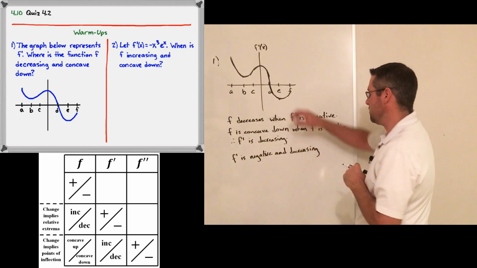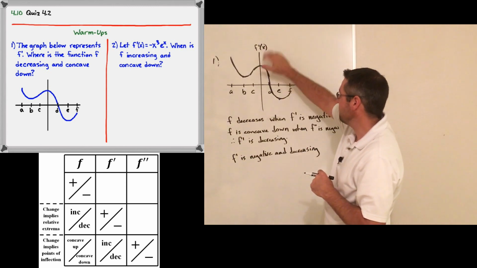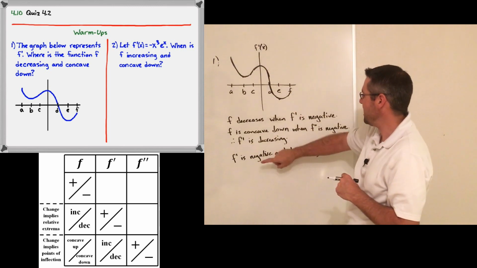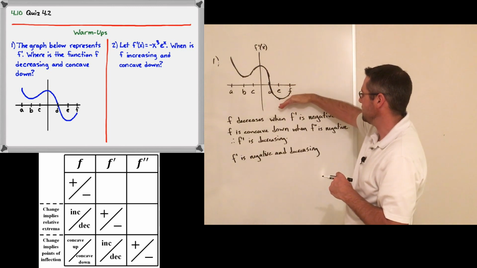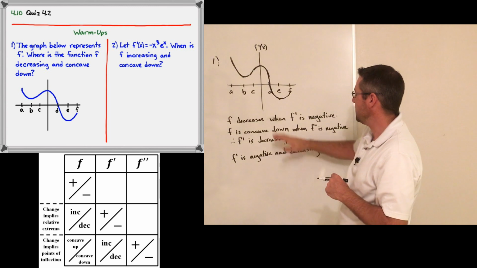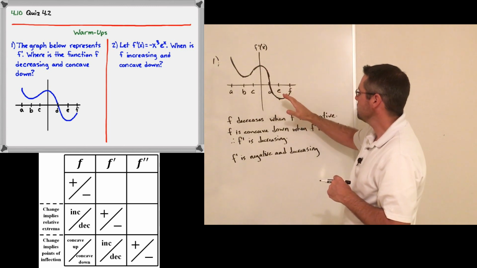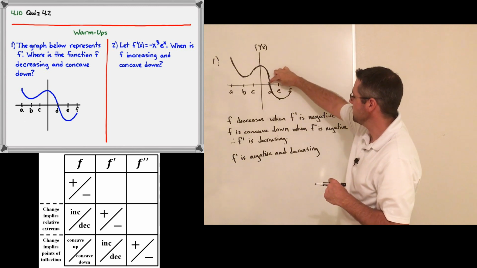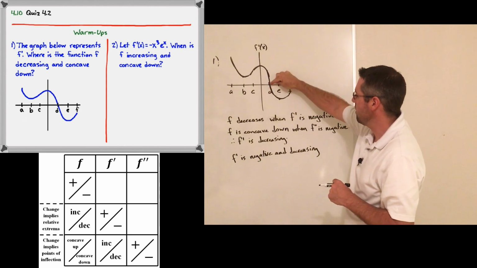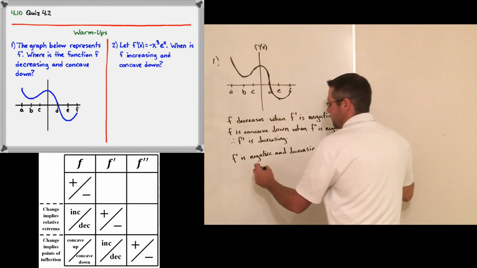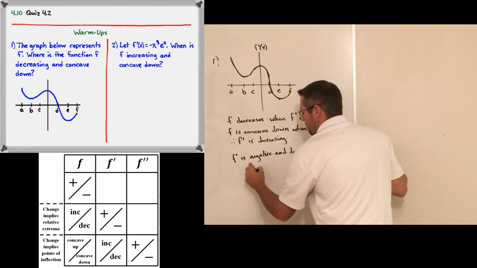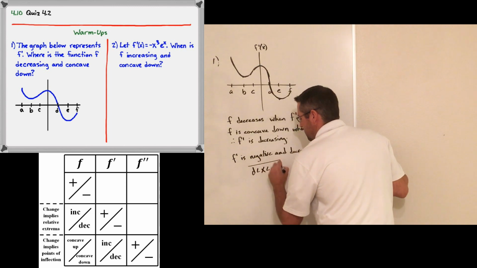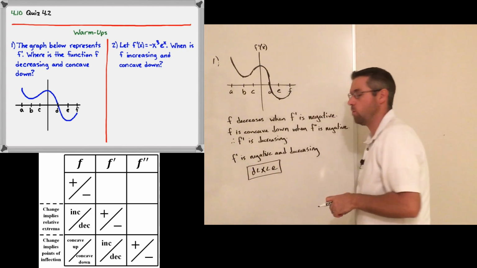So within this interval, f prime is negative. Given this f prime graph, f prime is negative when it's below the x-axis, and it's decreasing anywhere it's going downhill. So first we're going to narrow our scope to just looking below the x-axis. We can see that it's decreasing within that interval from D to E. So we would say D is less than x is less than E. And that is our final answer for number 1.